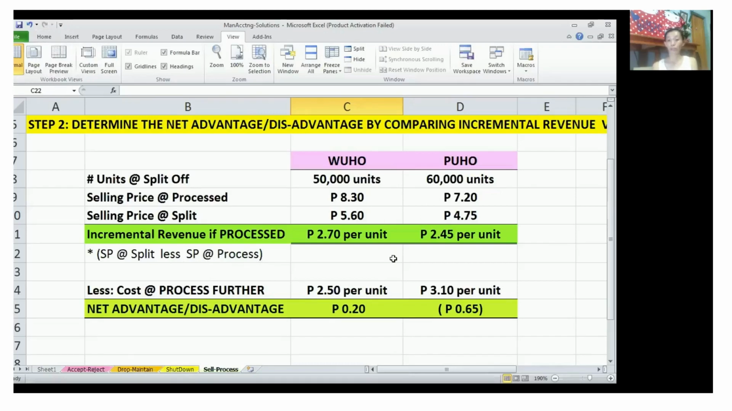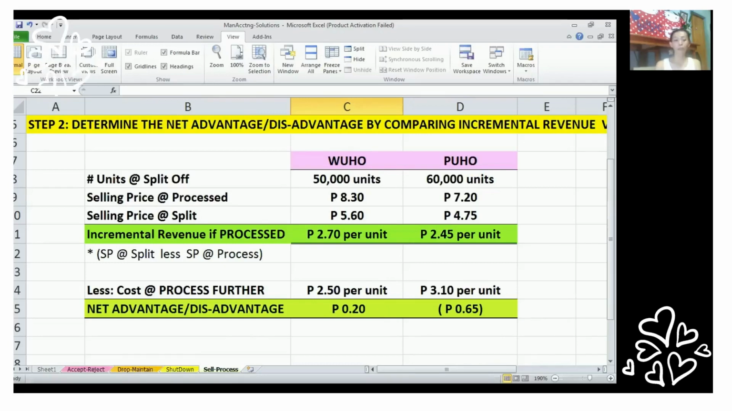So, ang atong decision making is if incremental revenue is greater or smaller than the incremental cost of processing further. So, sa cost of processing further ni Puhu, we have 2 pesos and 50 centavos per unit. Ni Puhu, 3 pesos and 10 centavos per unit. So, we come up with a net advantage or disadvantage per unit if we're going to process further. So, naay positive 2 centavos si Puhu, o naay negative 65 centavos si Puhu.